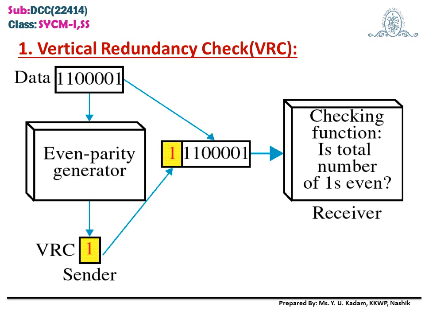This is generated by the even parity generator function, and this data is sent to the checking function at the receiver side. What will the receiver checking function do? It will check the number of ones. If the number of ones is even, then the message received is correct, and if the number of ones is odd, it means an error was introduced while sending the data from sender to receiver. This is the simplest method, called vertical redundancy check.